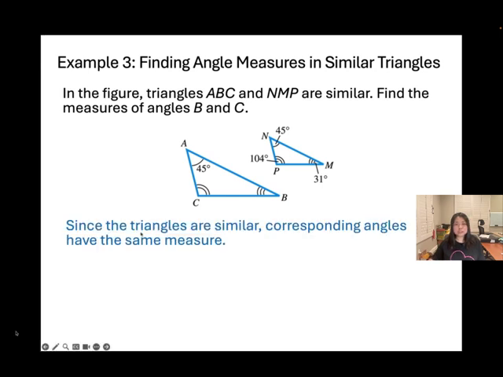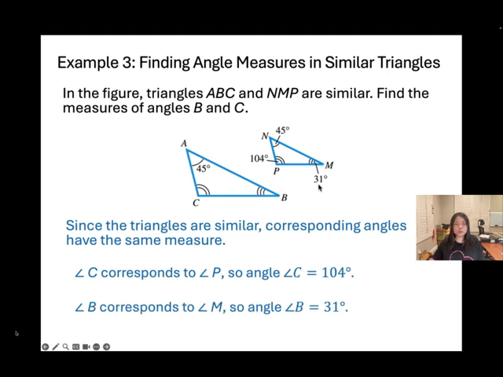Since the triangles are similar, corresponding angles have the same measure. Angle C corresponds to angle P. If angle C is equal to angle P, that means this angle is equal to 104 degrees. Last one, angle B corresponds to angle M. So angle B will be equal to 31 degrees.